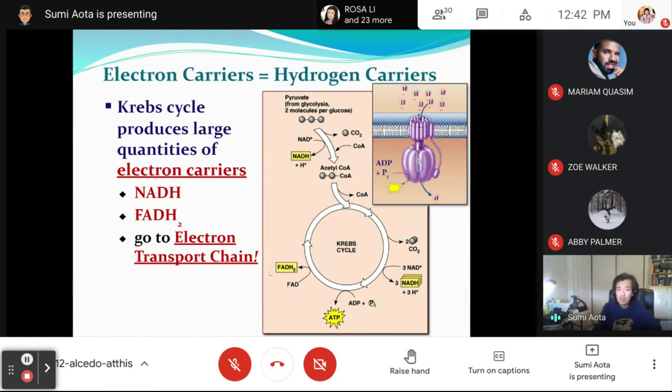What we're going to do is use the electrons in the carriers to go through a series of redox reactions. And we're going to use the energy of the redox reactions to pump hydrogens across. That's going to produce our electrochemical gradient to allow the formation of ATP. That's what we are basically doing.